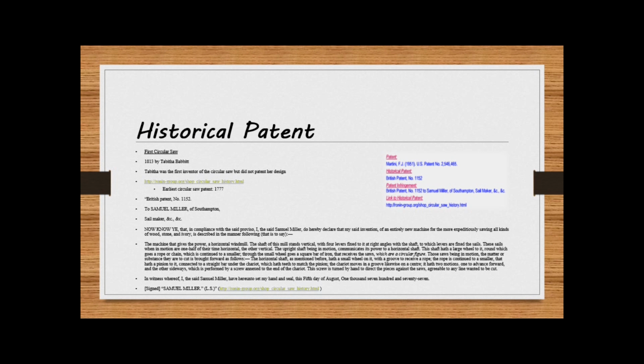We have more patents and then historical patents. I found that in 1813, Tabitha Babbitt created the first circular saw. There are some people who say that it was designed by another person. I'm not really sure. I wasn't back there. It's a long time ago. Lots of things might have happened.